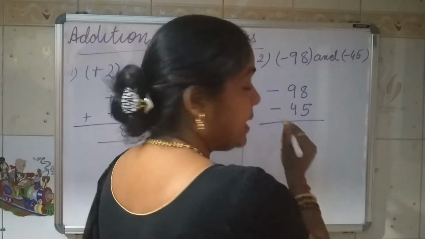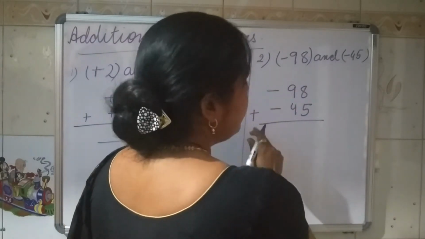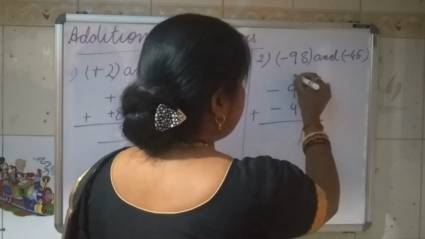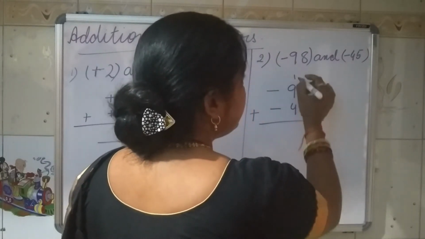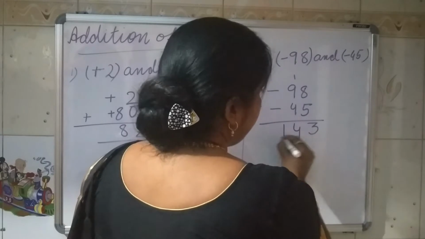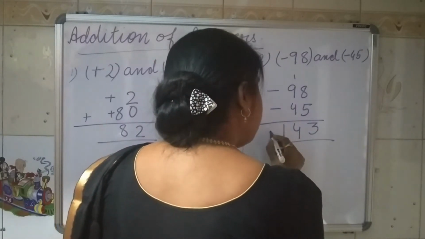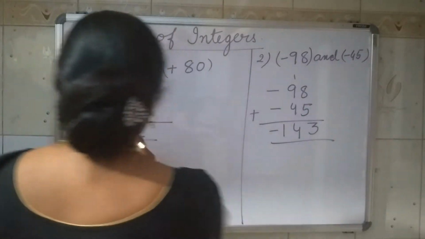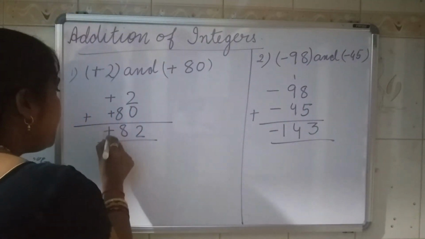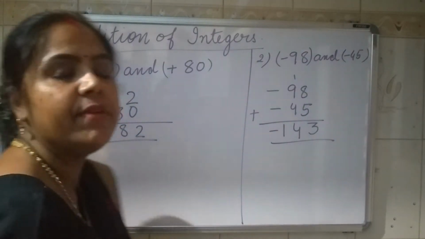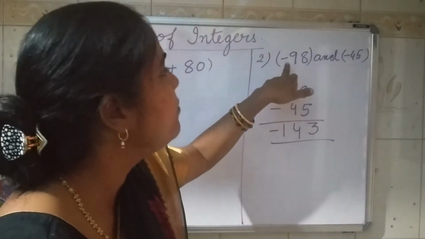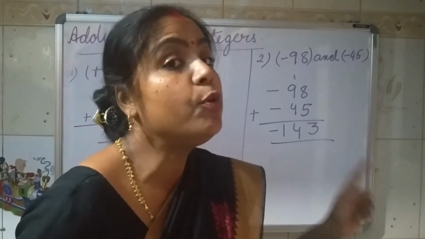Since we have to do the addition, we will do it here, plus sign. Now 8 plus 5, 13, carry 1. 9 plus 4, 13 and 1, 14. This will be the answer with the negative sign, because both numbers have negative signs, and this will be the answer with the positive sign because both numbers have positive signs. So what I mean to say is that both the numbers are negative, but we have to do the addition.